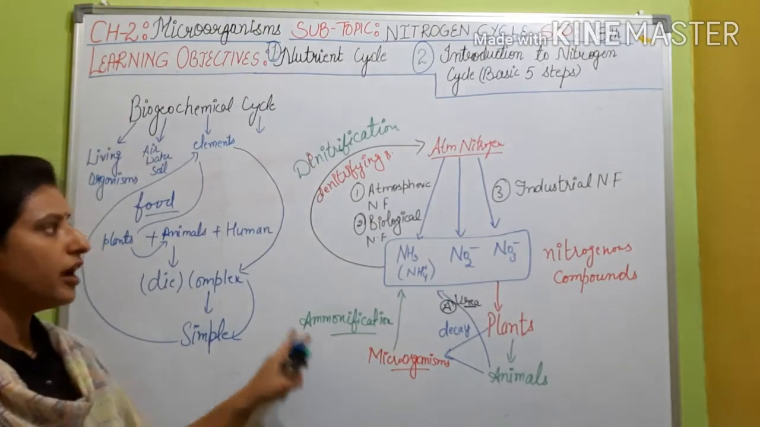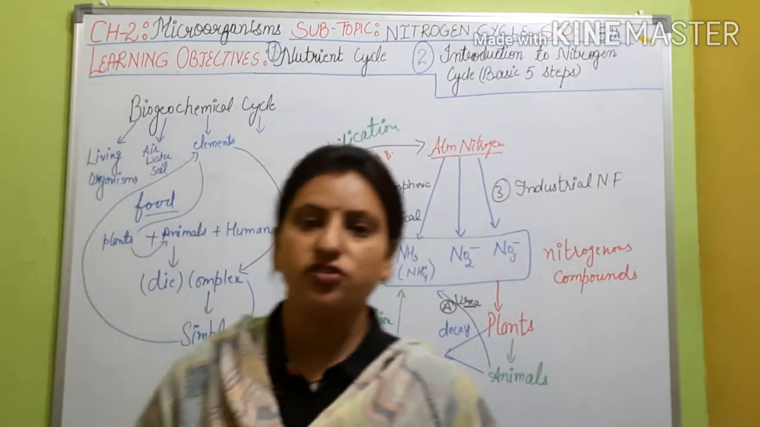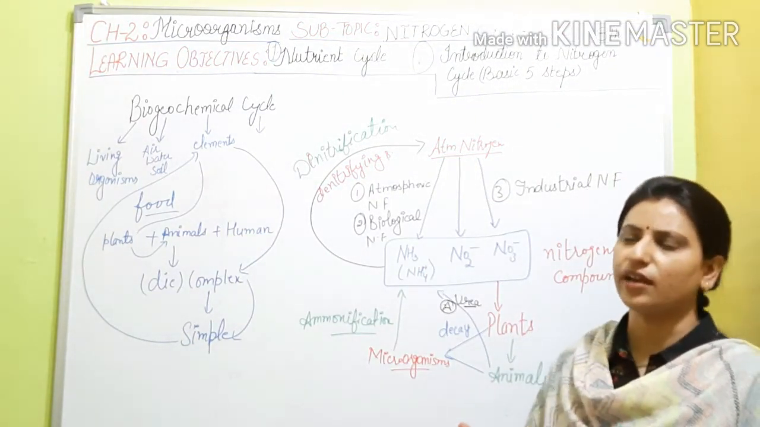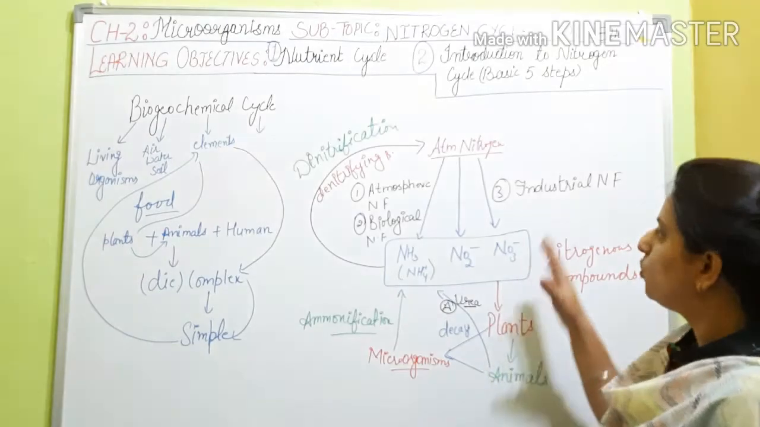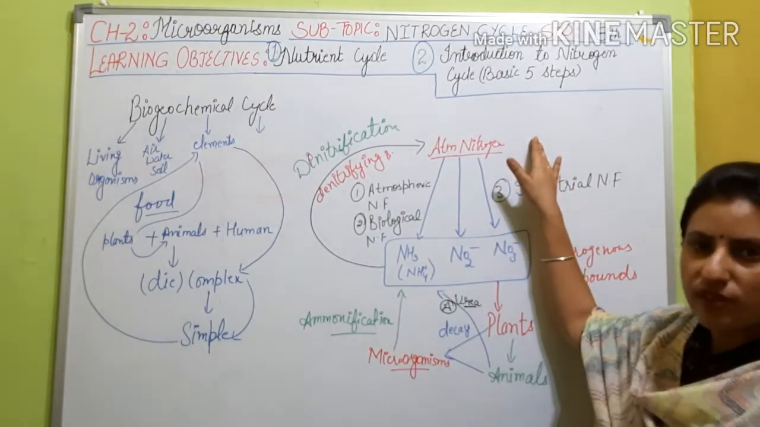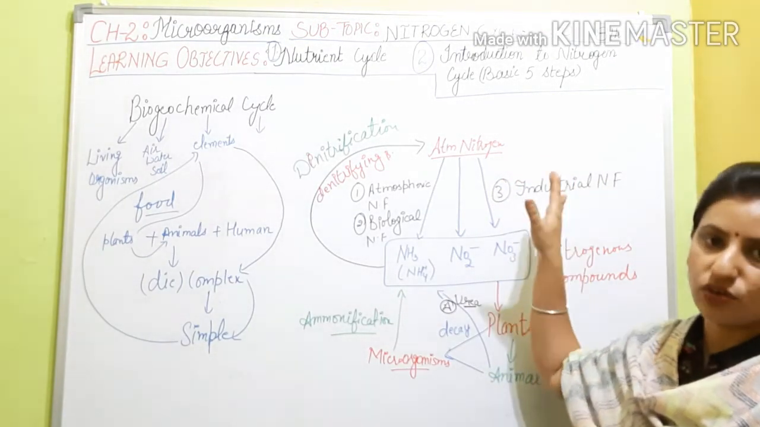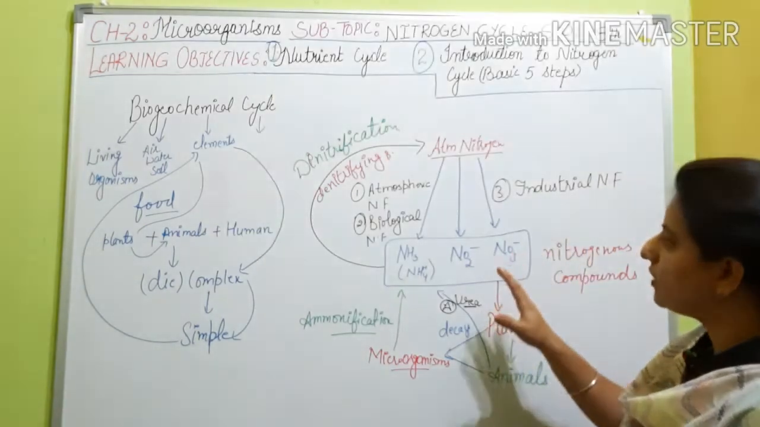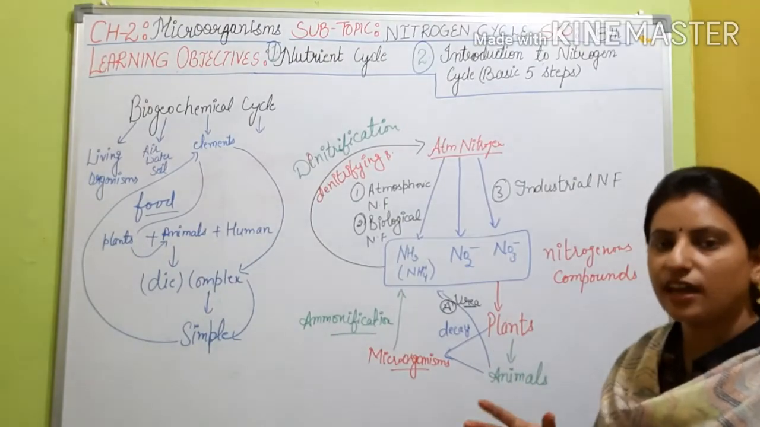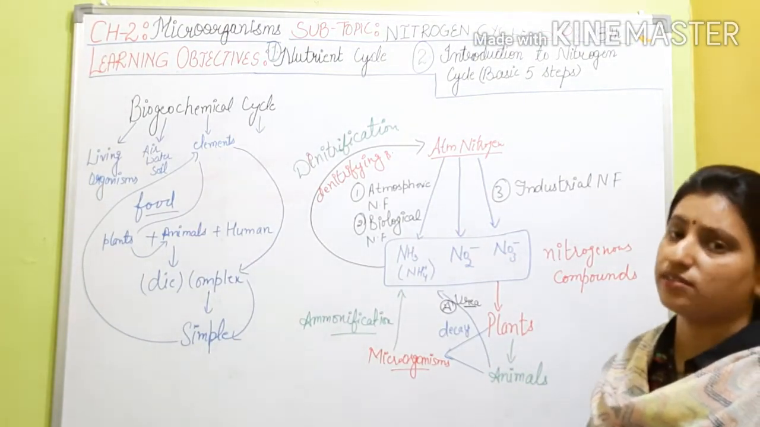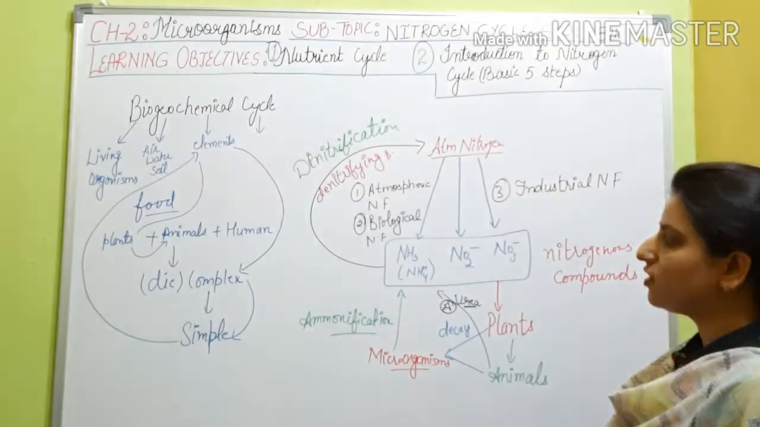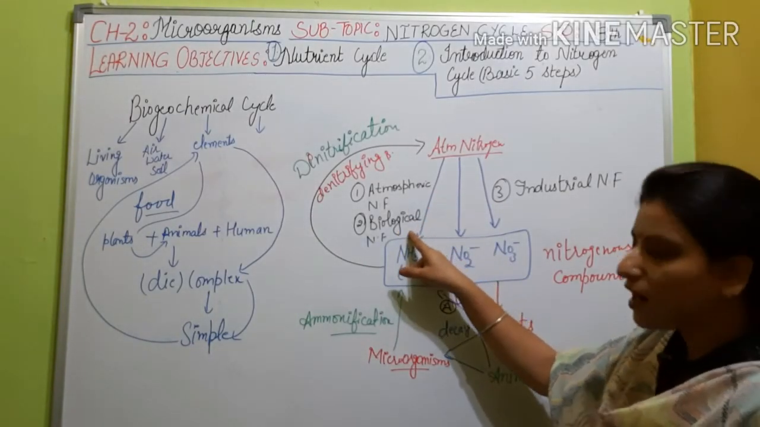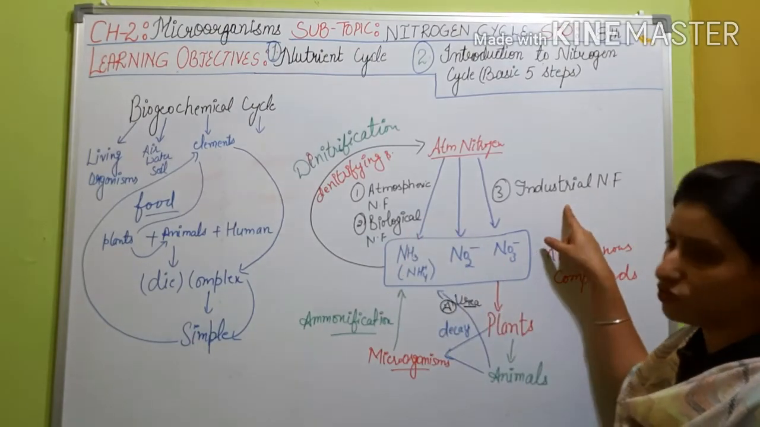Atmospheric nitrogen is 78% in the atmosphere. In some books you might get 79% also. So up to 78% of nitrogen is present in the atmosphere, but we can't use that nitrogen in our body. So how are we going to fix that nitrogen? With the help of a process called nitrogen fixation. Nitrogen fixation can be of three types: atmospheric nitrogen fixation, biological nitrogen fixation, and industrial nitrogen fixation.